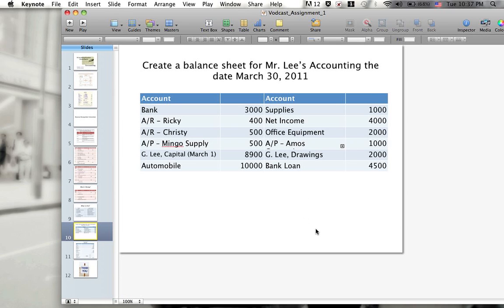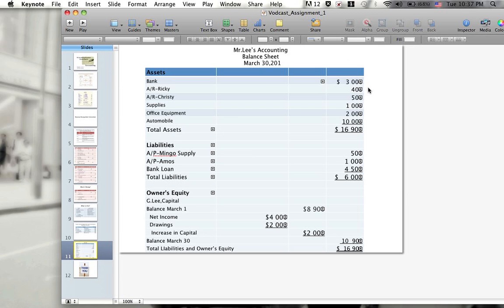Using the following information, I will be creating a balance sheet for Mr. Lee's accounting with an expanded equity section. Here is a balance sheet for Mr. Lee's accounting. Always remember to put the title on the top: Mr. Lee's accounting, balance sheet, and the date.